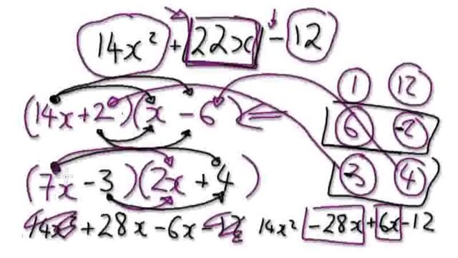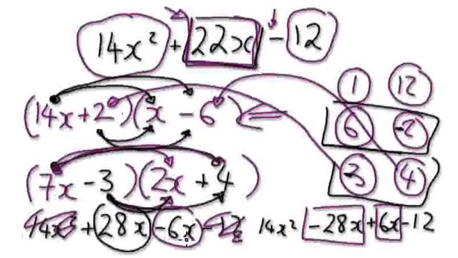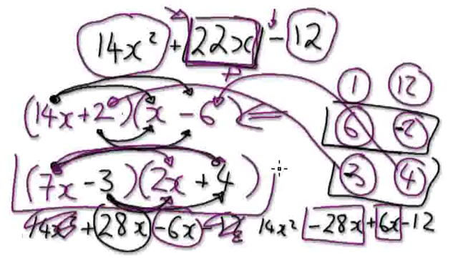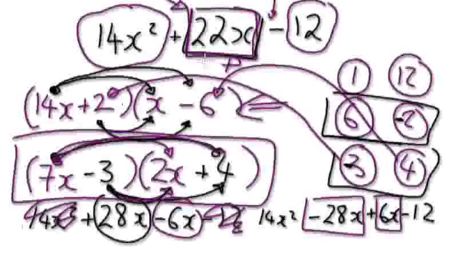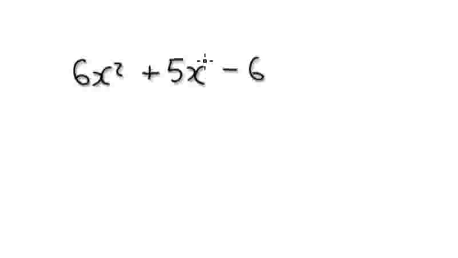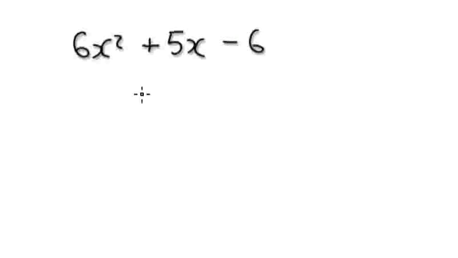So really, you only need to do this times this here, which will give you 28x, and then this times this here, which will give you -6x. 28x take away 6x will give you 22x. So this here would be your answer. Remember, you keep on trying lots of different combinations. Keep on trying and guessing. You don't need to jump straight to the answer. You just got to try.